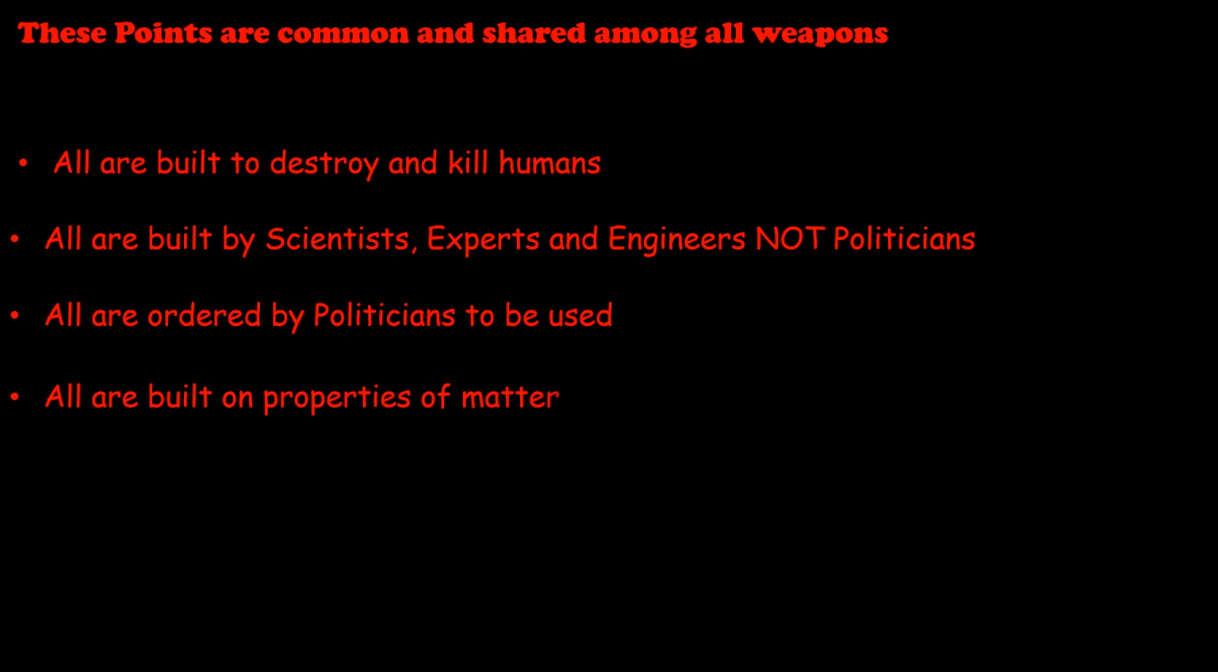Then the other point here is that all of these weapons, which shortly we will see in the next slide, are built on properties of matter. So it means properties of matter have enabled us to build those weapons. Then lastly, there are always businesses benefiting from these weapons. There are companies and businesses which make money out of building these types of weapons, even nowadays.